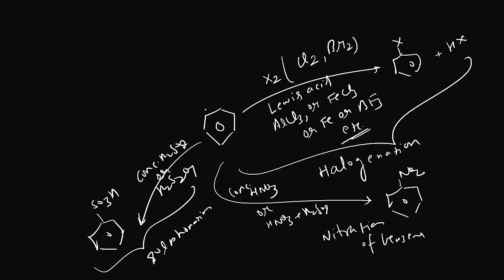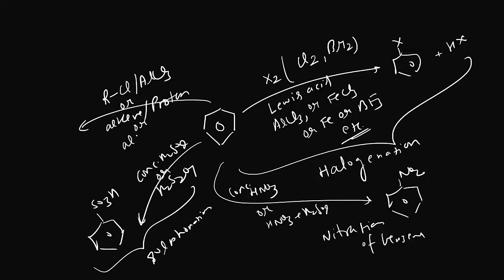And then a very, very important reaction, Friedel-Crafts alkylation. For that, we generally use alkyl halide along with Lewis acid, or we can take alkene. The concept is any compound which is capable of giving carbocation will give this Friedel-Crafts alkylation with benzene. Or even you can take alcohol. Here you can take Lewis acid or proton acid. You will get a coupling product.